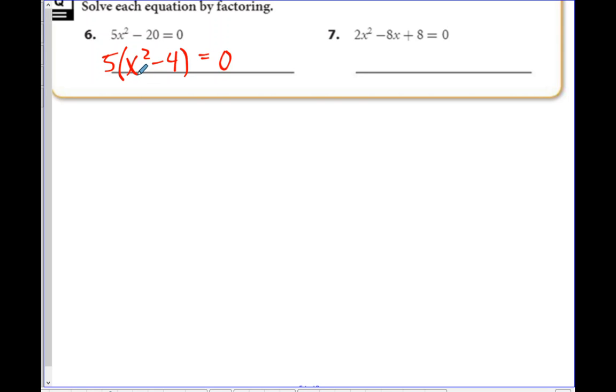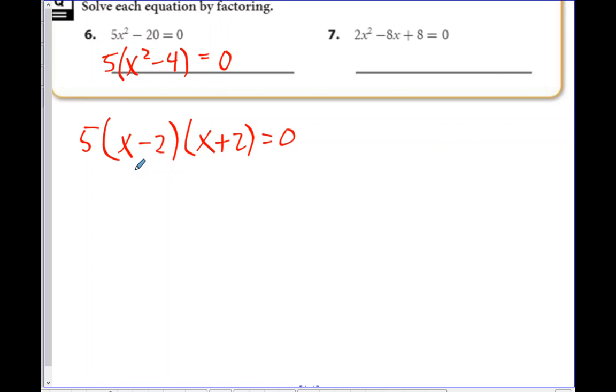Can you take the square root of x squared? Can you take the square root of 4? Yeah, so that's a difference of squares, so we can break that up into two binomials by taking the square root of x squared, which is x, take the square root of 4, which is 2, and remember, one's going to be plus and one's going to be minus. So we now have it factored.